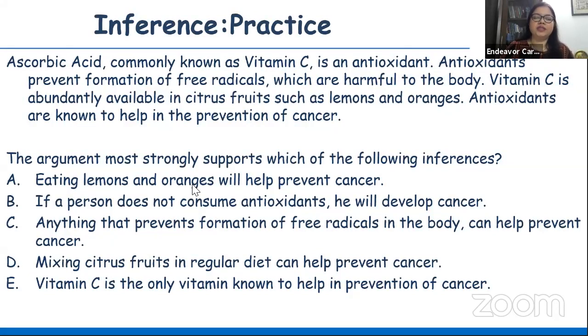Eating lemons and oranges will help prevent cancer. We just looked at this a while ago, that when some connection is established between two terms by a middle term. So what is the connection between lemons and oranges and cancer? Lemons and oranges contain vitamin C. Vitamin C is an antioxidant. Antioxidants help prevent cancer. So can I say lemons and oranges help prevent cancer? No. They will help prevent cancer?